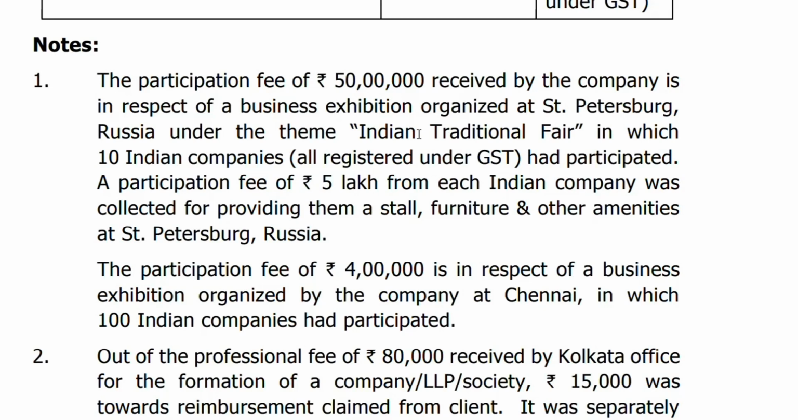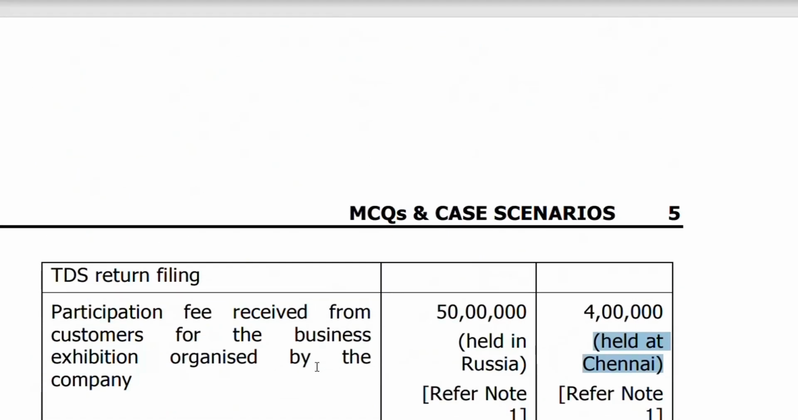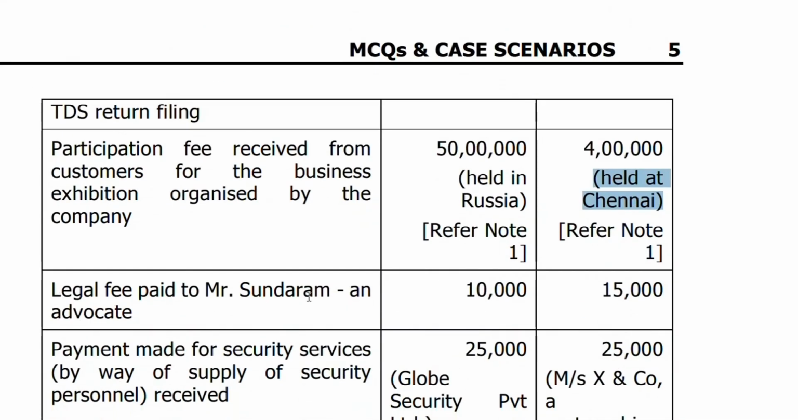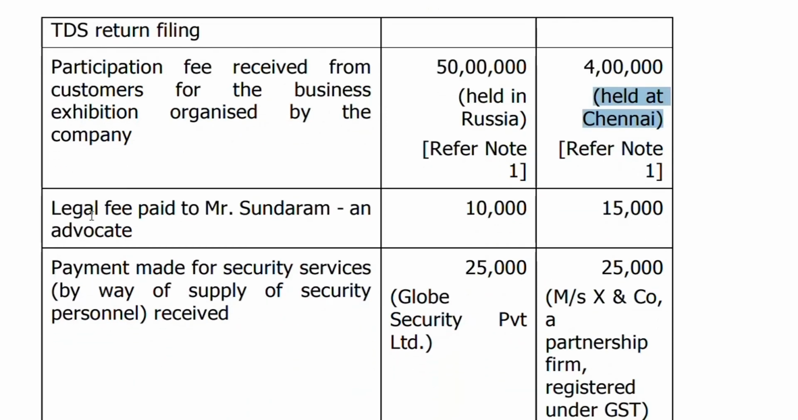The participation fees of 4 lakh is in respect of business exhibition organized by the company at Chennai, in which 100 Indian companies have participated. Okay, that's okay. Next, legal fees paid by Mr. Sundaram, an advocate. RCM. You have to remember RCM here. So Mr. Sundaram is an advocate. So here it is paid, which means inward supply, right? Inward supply. And who is liable to pay the tax here? Disha Enterprise, because RCM is applicable.